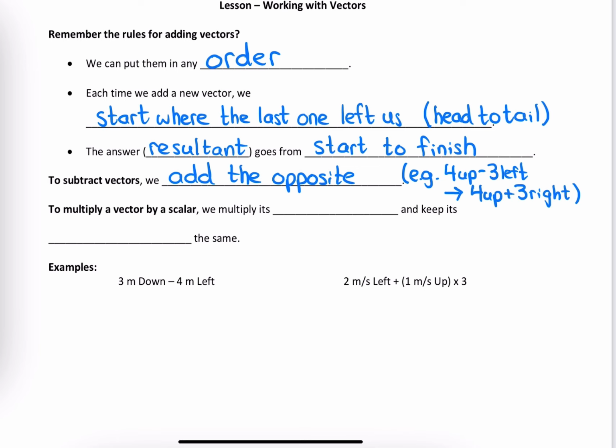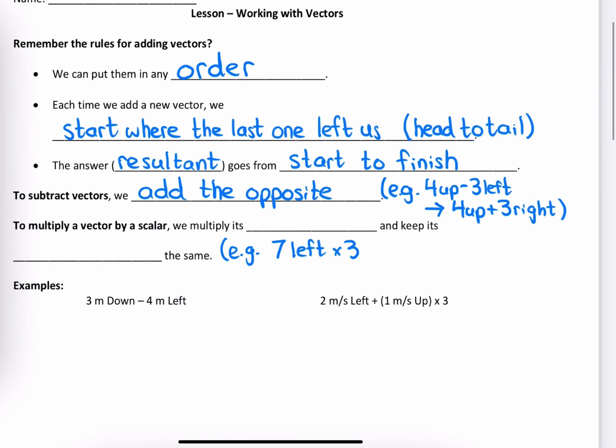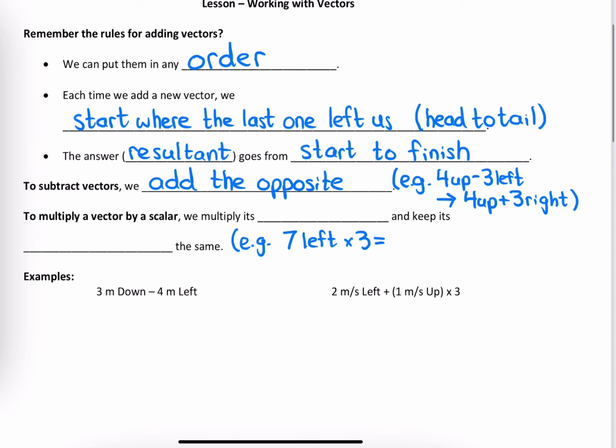And the last thing we might do with vectors is we might take a vector and multiply it by a scalar. And this one, you might be able to intuitively figure out how to do it. Let's say I told you to take the vector 7 left and multiply it by 3. So what do you think 7 left times 3 is? Well, a lot of people would guess it is 21 left. And indeed it is.